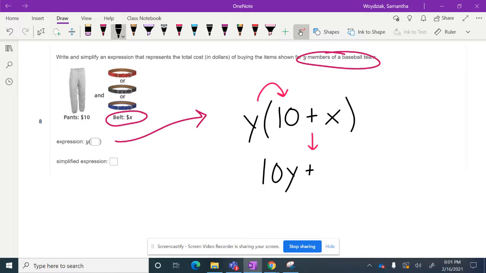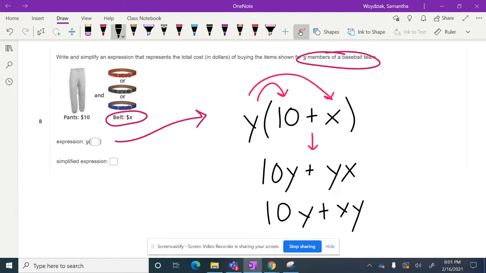And then we have to do Y times X. Now, I know that looks funny, but it's what we're doing, Y times X. And since we don't know what Y and X are, I am going to still multiply them, and it's going to be YX or 10Y plus XY. So these would be your two options.